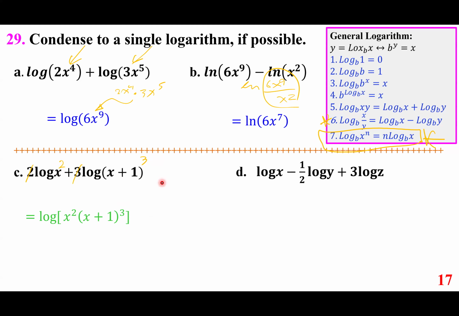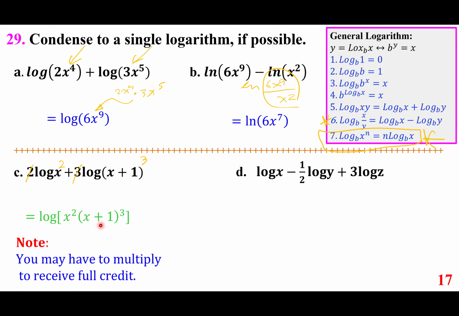Now, in some instances, they may want you to actually multiply them out for full credit. So to me, it's not that big of a deal. As far as I'm concerned, this is done here. Okay, you don't have to multiply, but if they expect you to do so, then so be it.